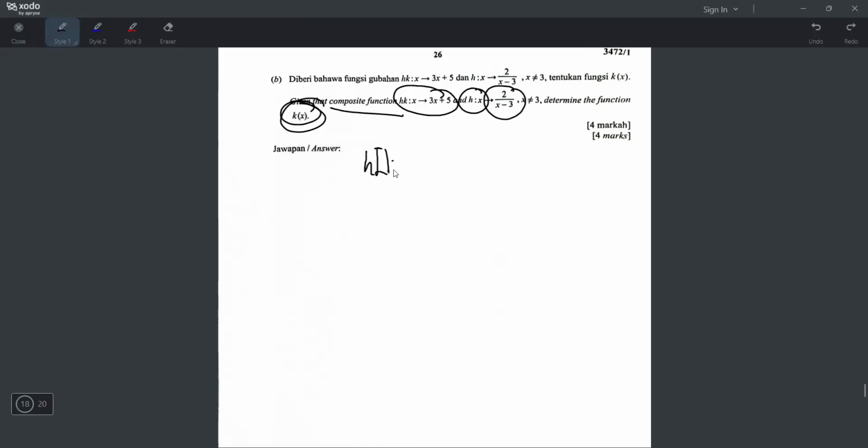And always write the big bracket because you need to know that you have to do the inside first. So h(kx) equals 3x plus 5. And the 3x plus 5, you just write it down because there is nothing you can do here. And now, you check whether there is an inside or not.